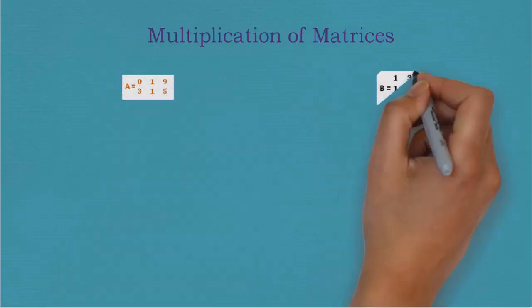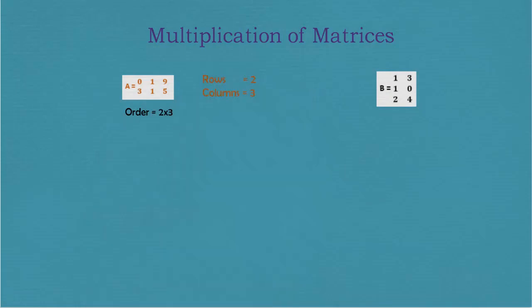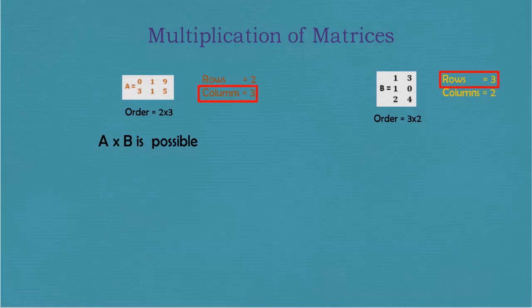In this case, the matrix A is a 2 by 3 order matrix because it has 2 rows and 3 columns, and the matrix B is a 3 by 2 order matrix because it has 3 rows and 2 columns. So the multiplication AB is possible in this case because the number of columns in A is equal to the number of rows in B, and similarly the multiplication BA is also possible because the number of columns in B is equal to the number of rows in A. So in this case, the multiplication AB and BA both are possible. So you have to make that check in order to know whether it is possible or not.